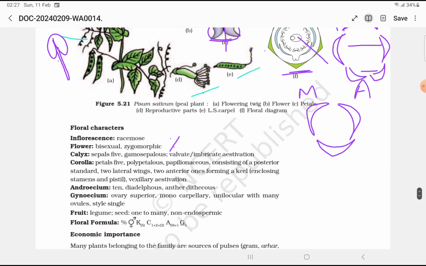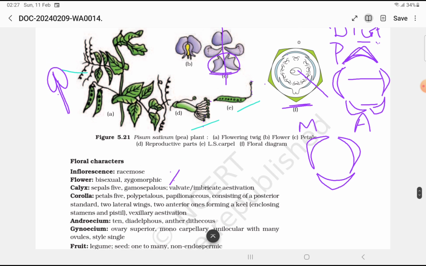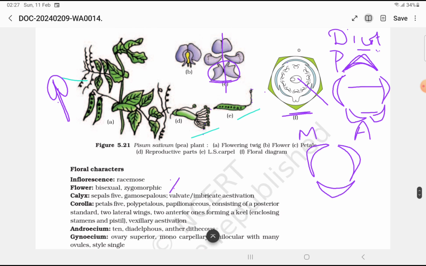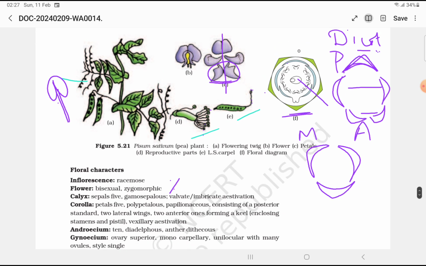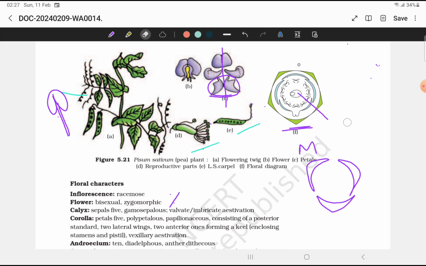Seed, one to many, non-endospermic. Non-endospermic in the sense that endosperm is a nutritive tissue of an embryo, which is completely consumed by the growing embryo, so nothing is left for our use, and so this is called a non-endospermic seed.